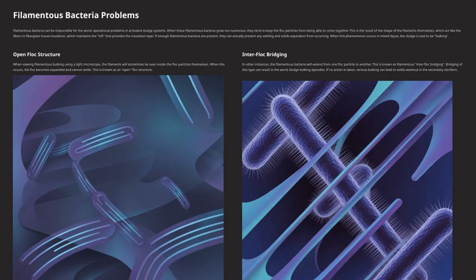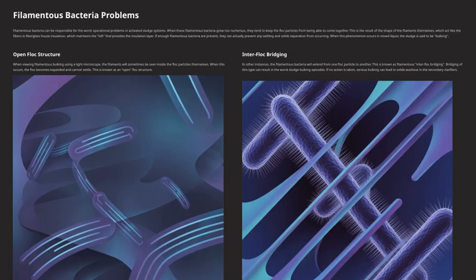Now, when we look at filamentous bulking under a light microscope, we sometimes see these filaments inside the flock particles themselves. This causes the flocks to expand and become less dense, which makes them unable to settle. You might call this an open flock structure. It's a clear sign that filamentous bacteria are disrupting the normal flock formation.